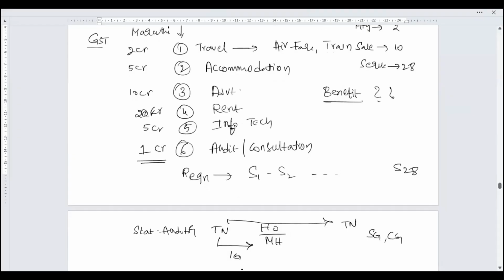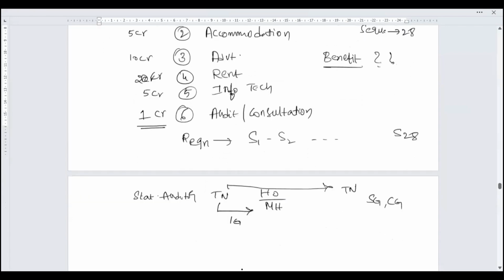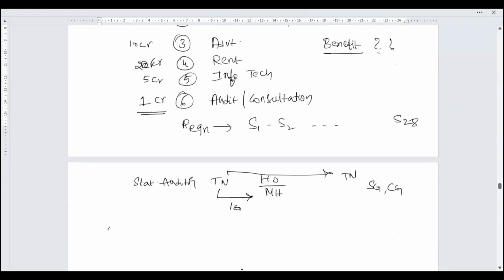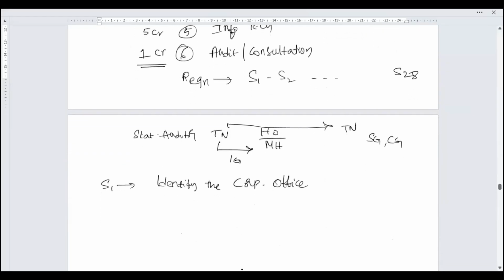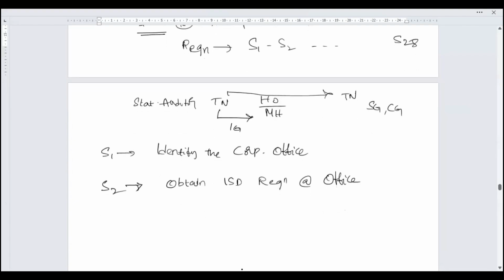So to keep addressing these issues, they say, first and foremost, identify the corporate office. Then, step 2, obtain ISD registration at such office. They call such office. That corporate office is going to be your such office.